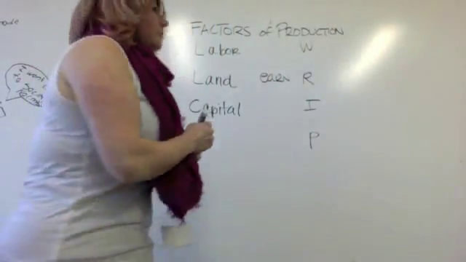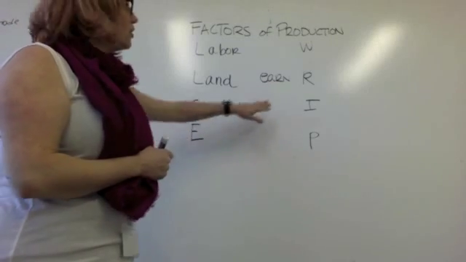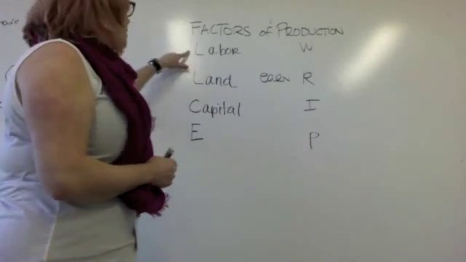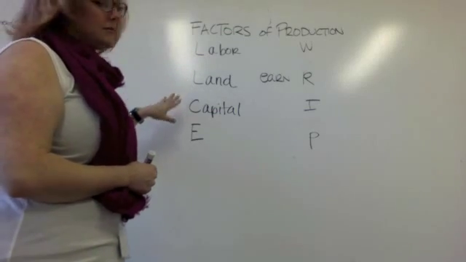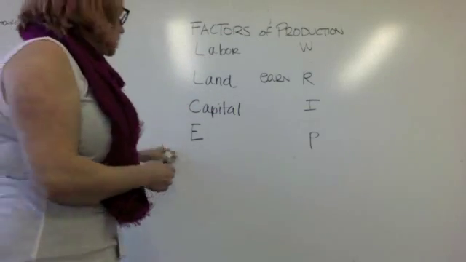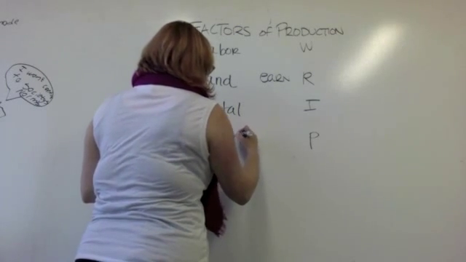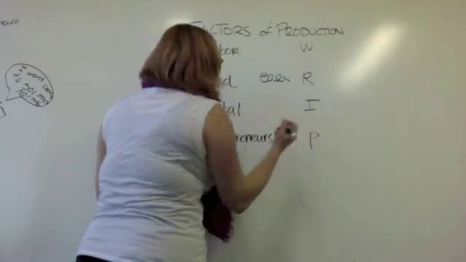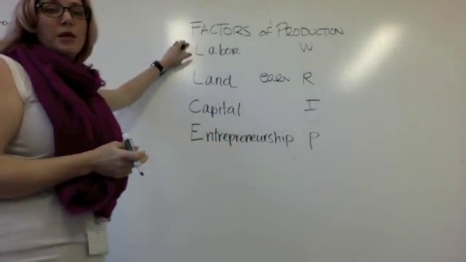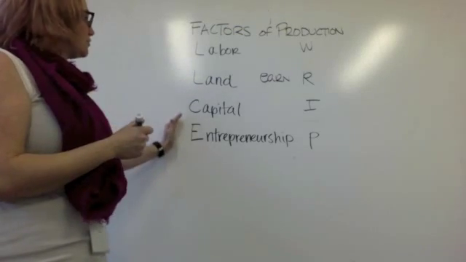So we're going to start here. We have LLCE earns RIP. First L is labor. Second L is land. C is capital. And E is entrepreneurship. So, just to explain what each of them are, these right here are your factors of production.